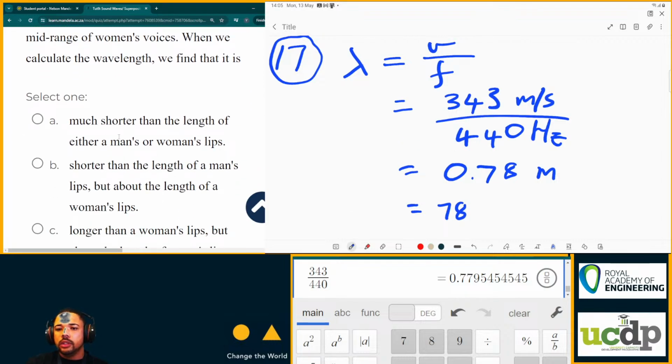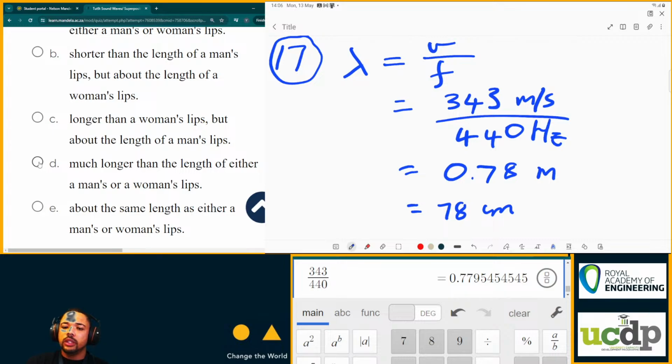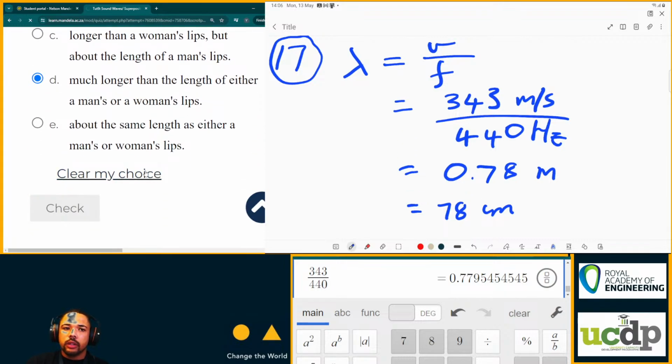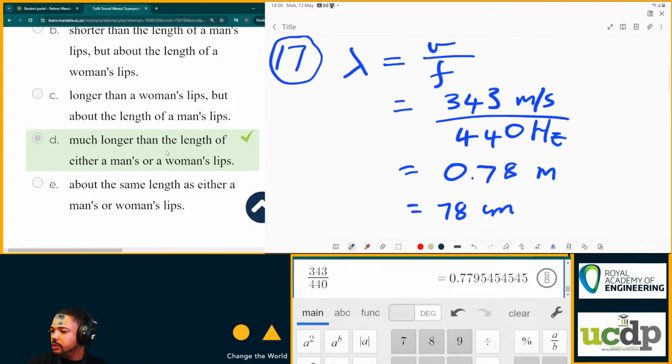So 78 centimeters. Now, is it much shorter than the length of either a man or a woman's lips? No. Shorter than a man's lips, but about the length of a woman's lips? No. A person's lips is about 3 centimeters, 4 centimeters at most. This is 78 centimeters. Is it longer than a woman's lips, but about the length of a man's lips? No. It's much longer than the length of either a man or a woman's lips. Let's see if that is correct. Yes, it is correct.